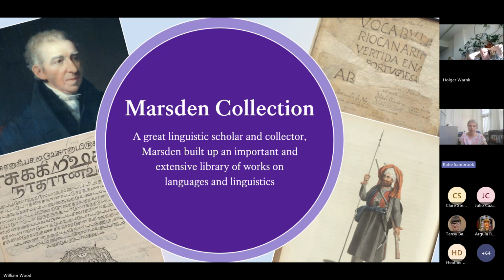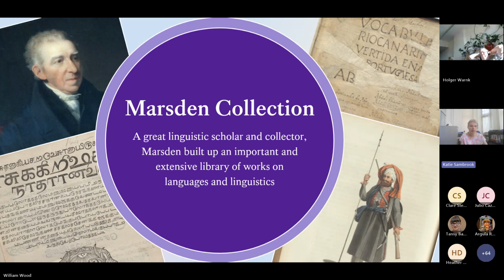He was a great linguistic scholar and collector, and he built up a library of around 3,000 rare books and manuscripts. Now, this was a collection specifically designed to support his study of the world's languages, and particularly those of Asia. The collection is shared now between King's and SOAS, and I think we may hear a bit about the SOAS component a bit later. King's holds around 2/3 of Marsden's library.